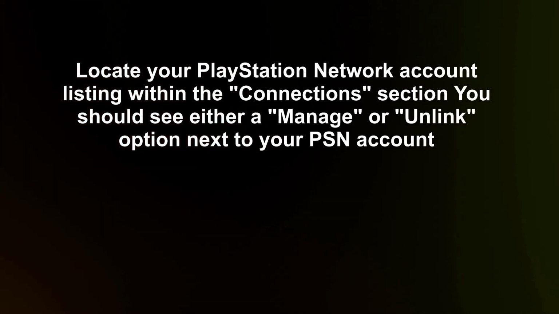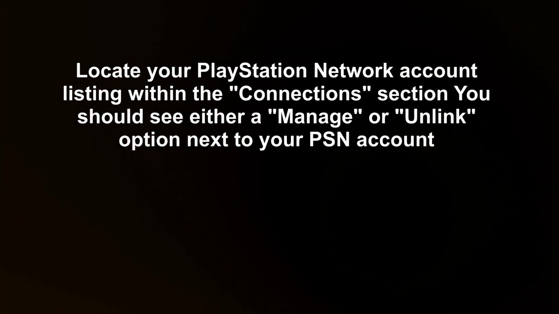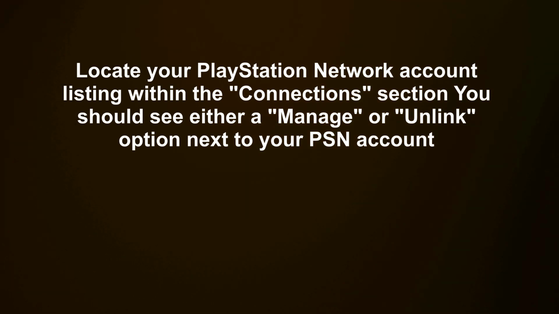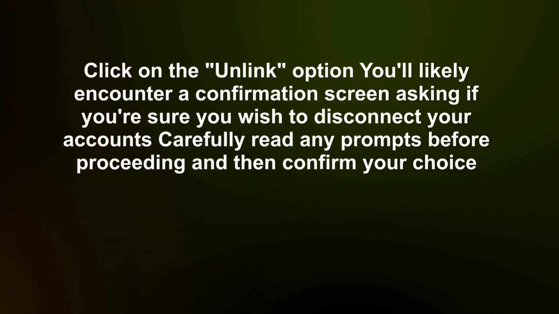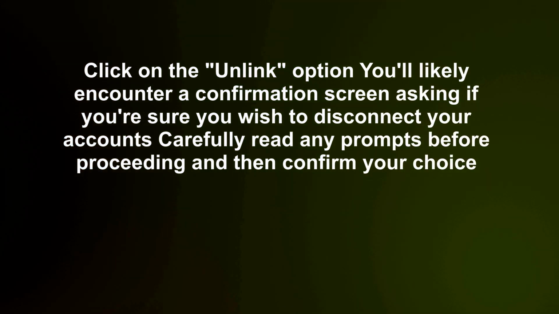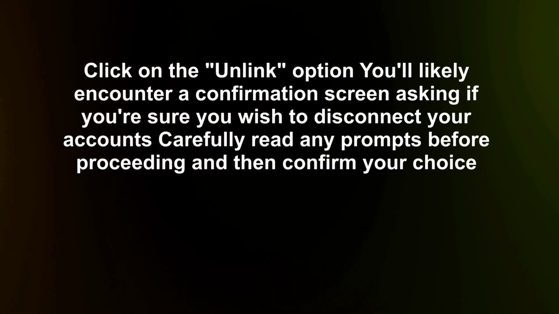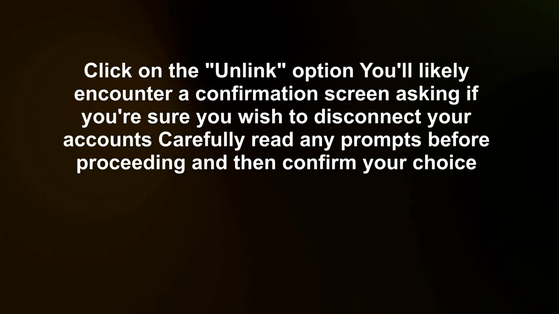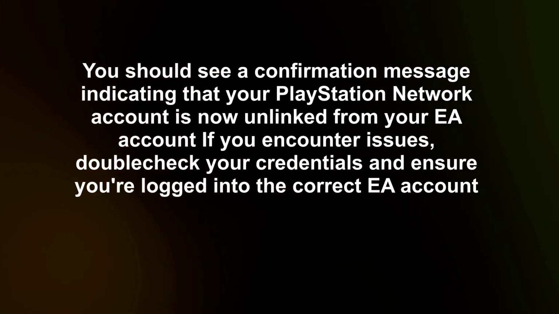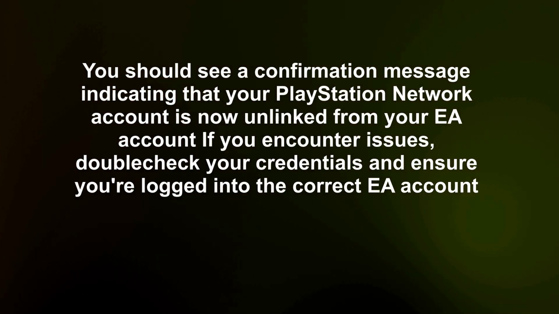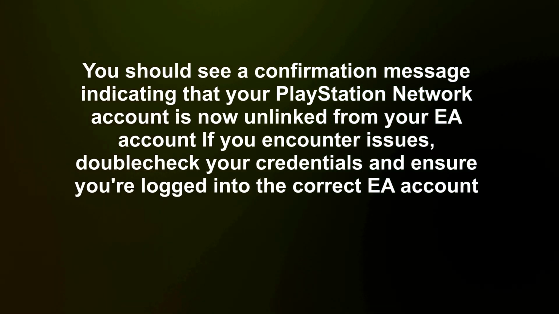Locate your PlayStation Network account listing within the Connections section. You should see either a Manage or Unlink option next to your PSN account. Click on the Unlink option. You'll likely encounter a confirmation screen asking if you're sure you wish to disconnect your accounts. Carefully read any prompts before proceeding and then confirm your choice. You should see a confirmation message indicating that your PlayStation Network account is now unlinked from your EA account.